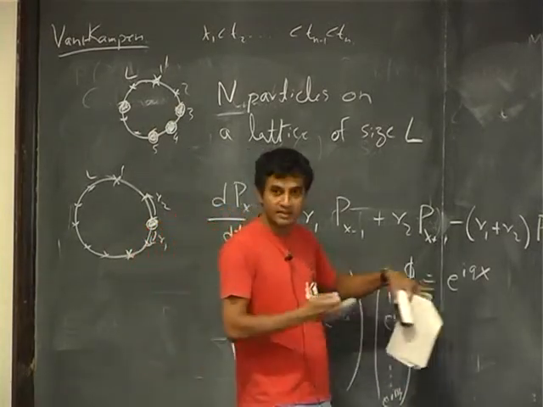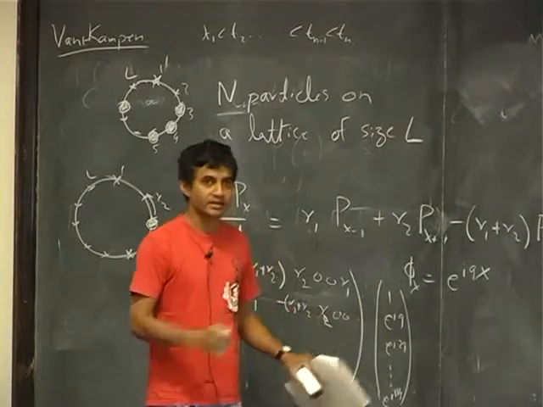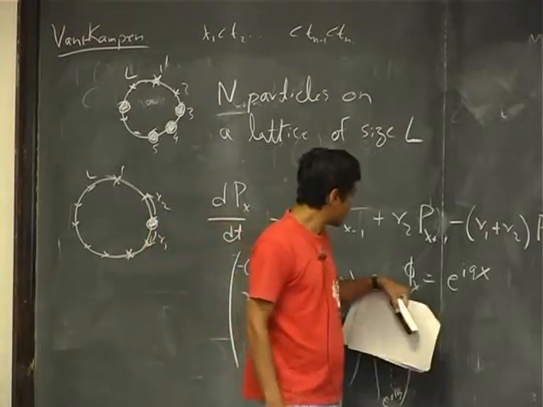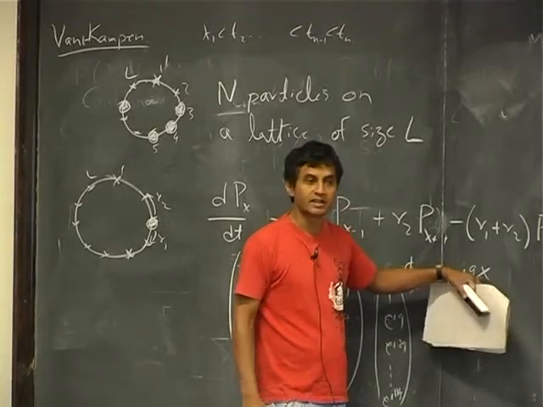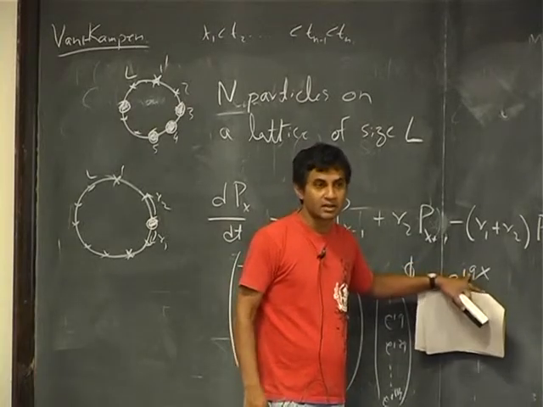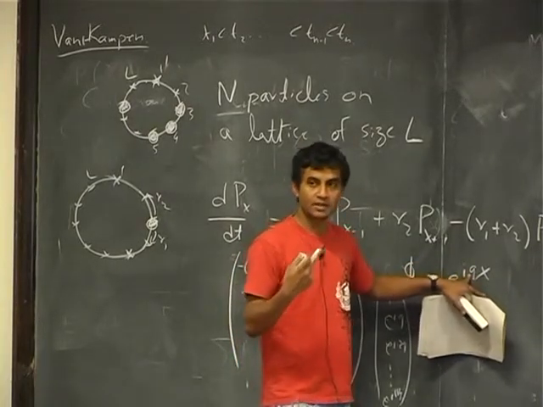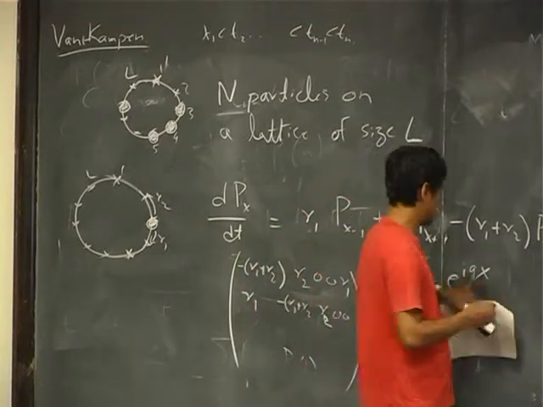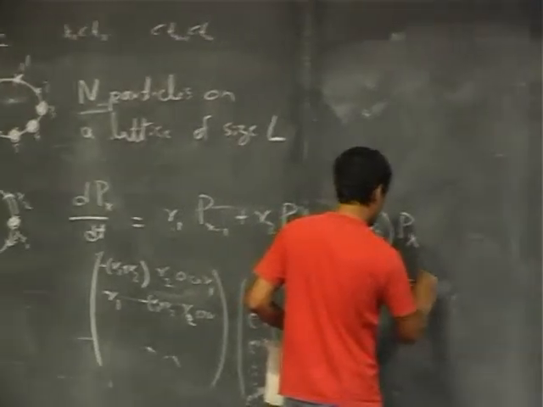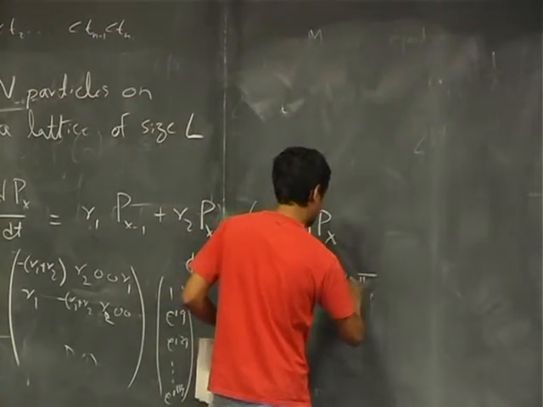So I can either write it just in component form or in vector form, but it's the same thing. So the components of the vectors are phi x is e to the iqx, and since it's a periodic lattice, it has to satisfy some boundary condition, and therefore q can take values 2n pi by L.